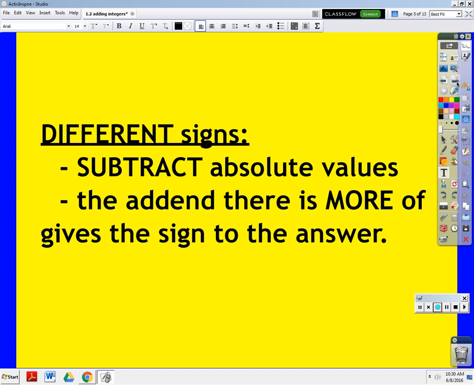When you have those different signs, a positive and you're adding a negative, or the other way around, you need to subtract those absolute values. Then you have to figure out what sign to give the answer. Well, you need to look at your add-ins, and whatever there was more of gives the sign to the answer.